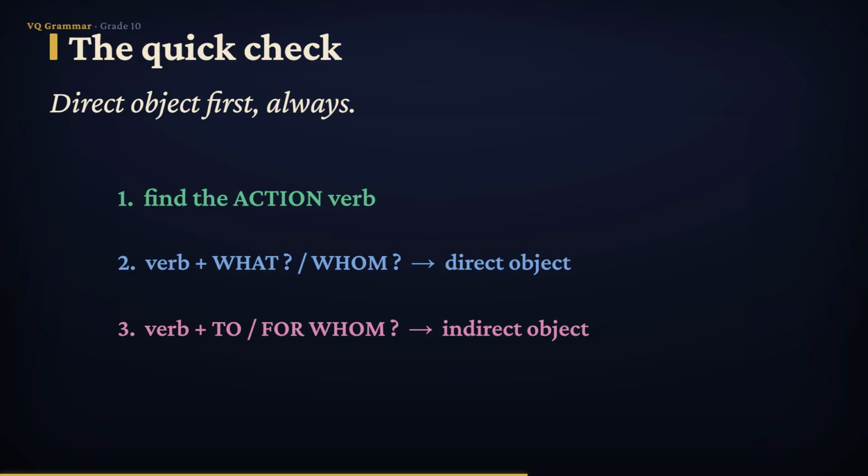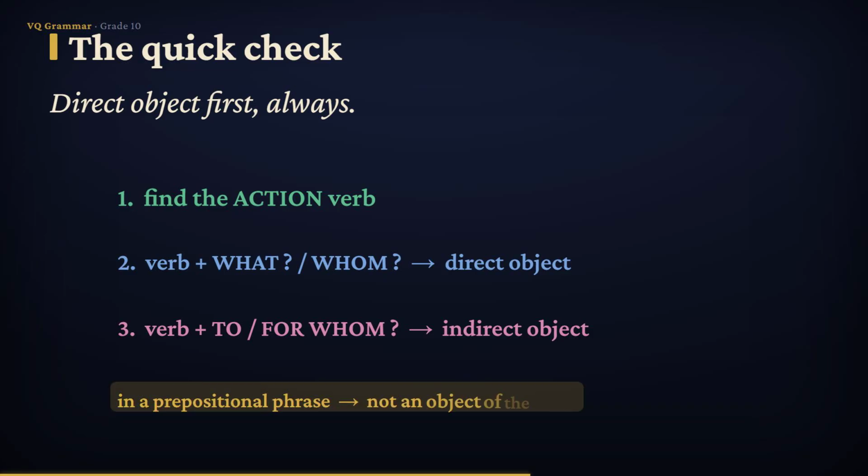And then the guardrail. Check whether that word is tucked inside a prepositional phrase. If a preposition, like to or for, stands in front of it, it belongs to the phrase, and it is not an object of the verb at all. Run those steps and complements stop being confusing.